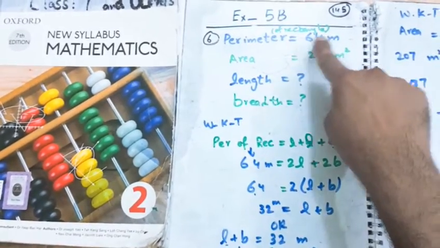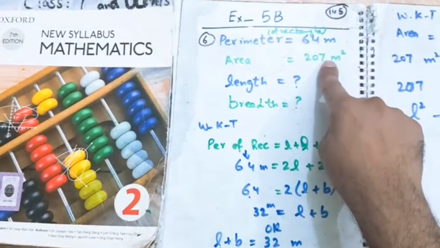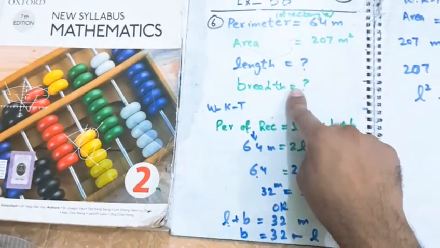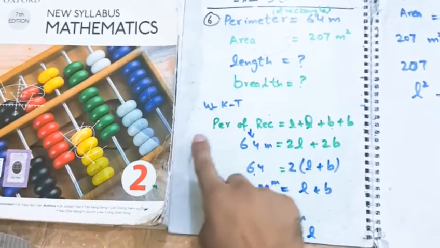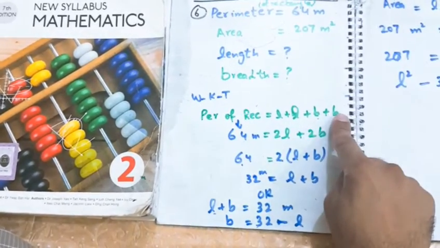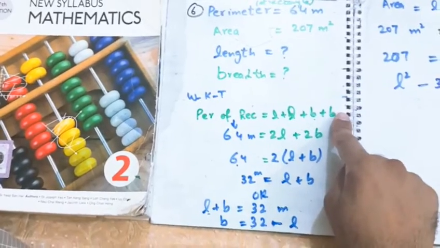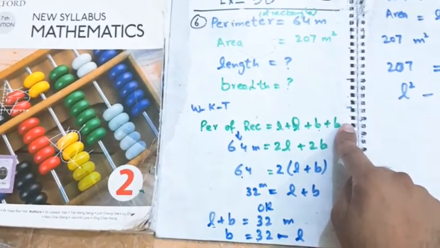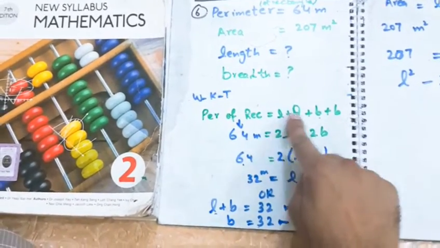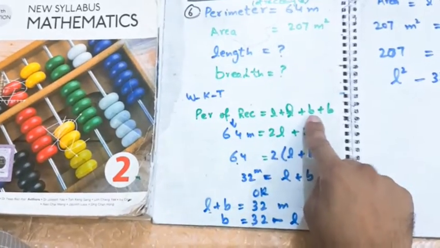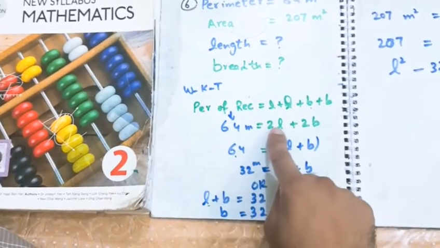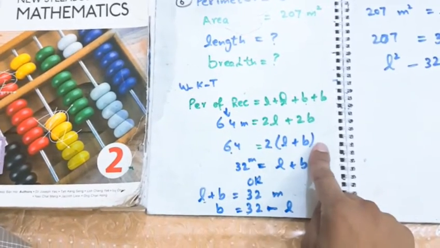Perimeter is given as 64 meters in the question. Area has been given as 207 meter square in the question. Length we need to find out and breadth we need to find out. We know that the perimeter of a rectangle is equal to length plus breadth plus length plus breadth, because if we add all the sides of a rectangle, then we shall be able to get the perimeter. In place of perimeter, I have written 64 meters. In place of L plus L, I have written 2L. In place of B plus B, I have written 2B. 64 as it is there, 2 has been taken as common, L plus B as it is inside.